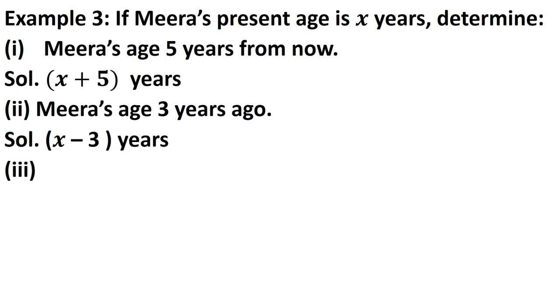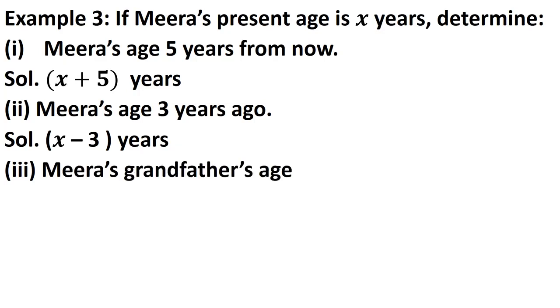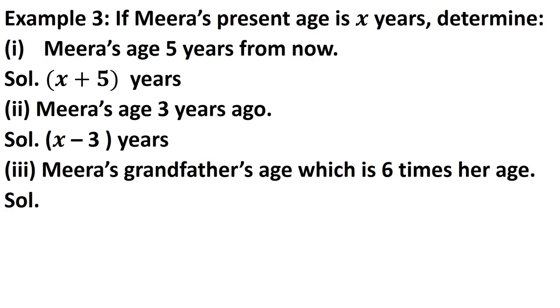See the next. Mira's grandfather's age, which is 6 times of her age. Now you have to find out Mira's grandfather's age, whose age is 6 times of her age. I have told you that times means we have to multiply. So today's Mira's age is x. So if her grandfather is 6 times, that means 6 multiplied by x, which is equal to 6x.